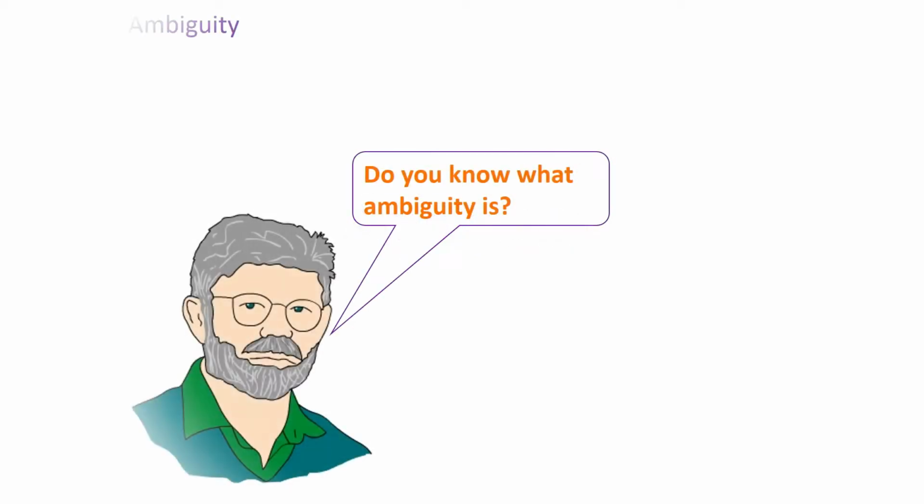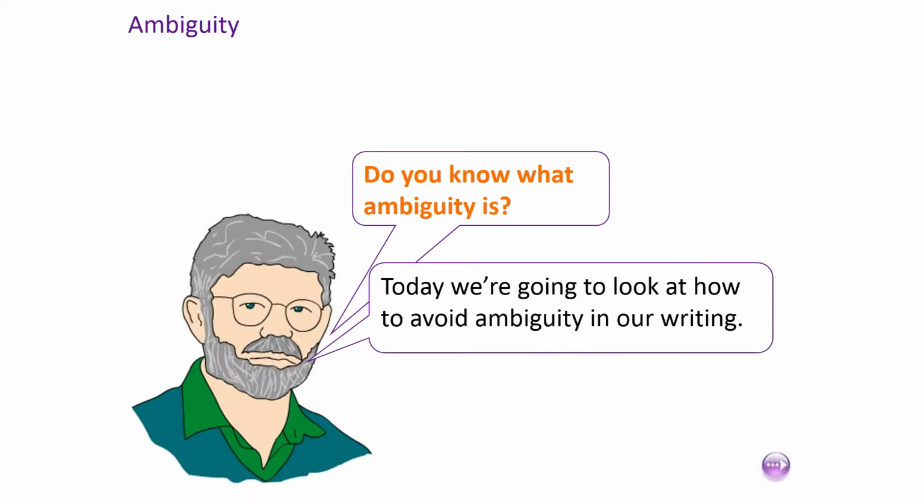Let's begin. Today our topic is ambiguity. So we'll be looking at what makes a sentence ambiguous and the steps to take. Do you know what ambiguity is? Today we're going to look at how to avoid ambiguity in our writing.